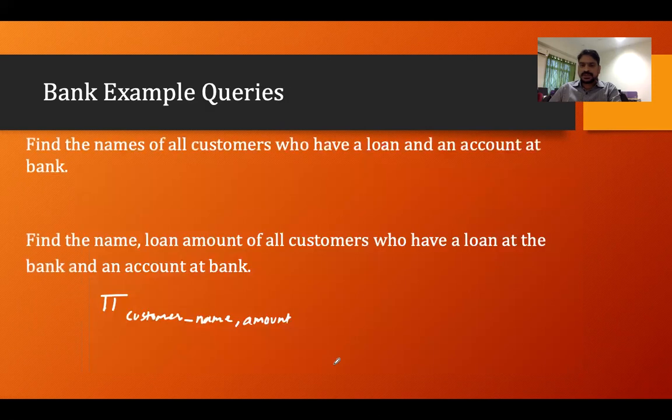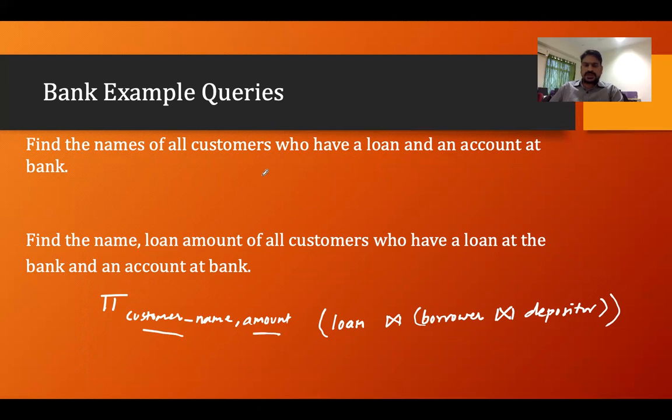the amount. So for that, what we do is we'll use borrower, make a natural join with the depositor, and then we can make a natural join with the loan account. And from that, we'll get customer name and the amount.